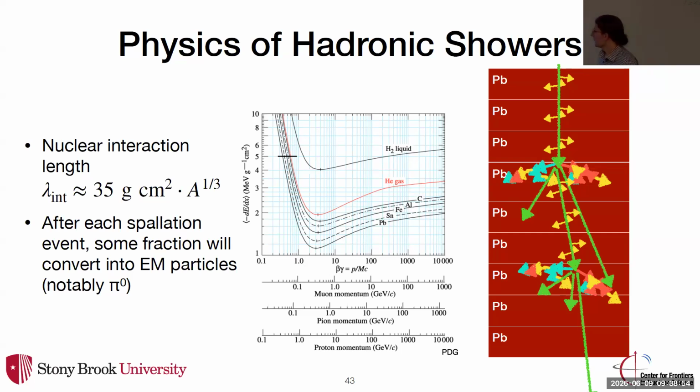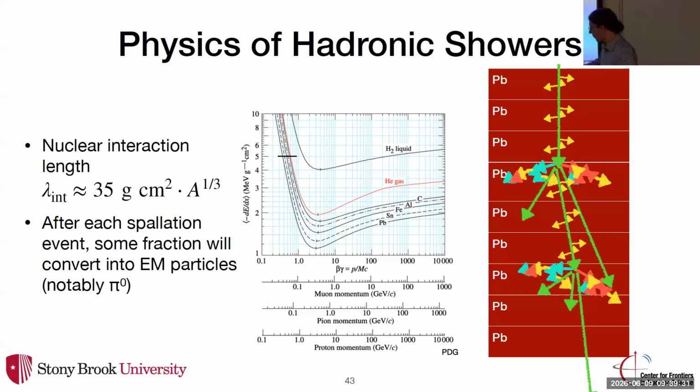back. The nuclear interaction length, kind of analogous to the radiation length, is this constant 35 grams centimeters squared times the cube root of the atomic number. It's basically the size of the nucleus. It's about 10 to 20 times larger than the radiation length. So hadronic calorimeters need to be bigger.